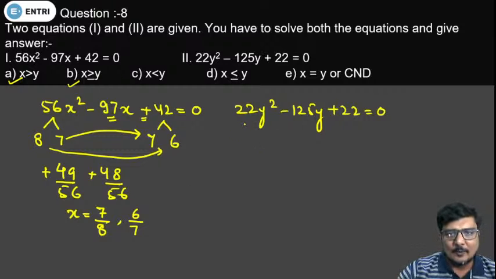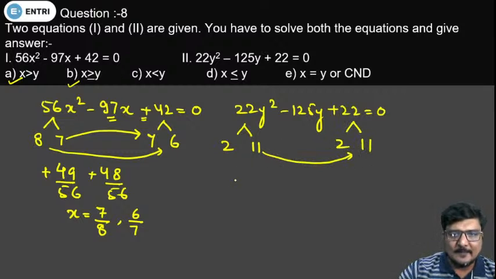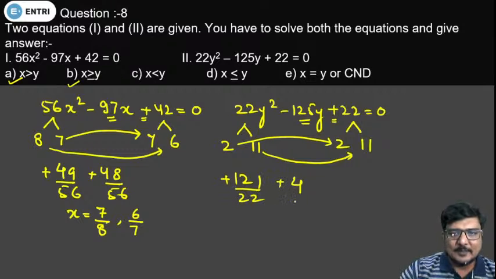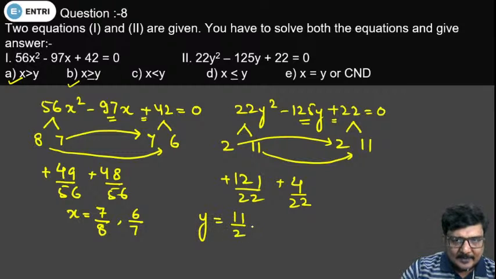Now 22, factor of 22, 2 into 11, and factor of 22, 2 into 11. So what we are going to do, 11 into 11, 121, and 2 into 2 is equal to 4, because we have to obtain 125 by addition. Minus plus, both numbers will be positive, divided by 22 and divided by 22. So the value of y will come out to be 11 by 2 and 2 by 11.